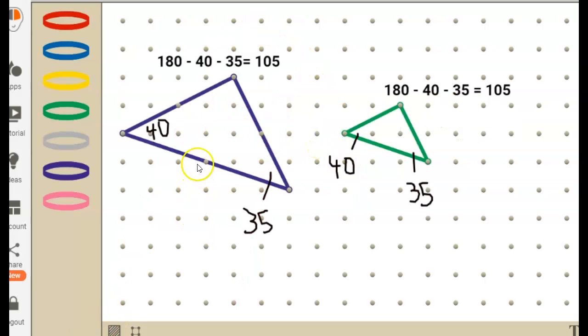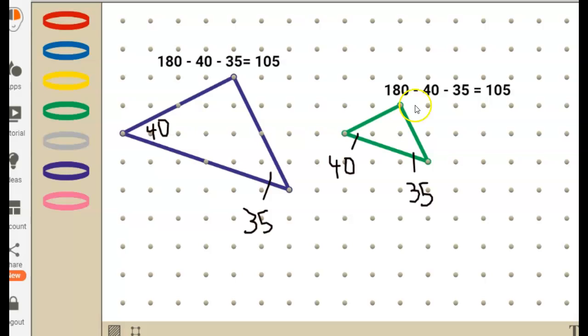Next. All right, this time we have two triangles. We'll see if they're similar. And we have 40 and 35, 40 and 35. Two of them are matching up. They're the exact same. So if we did 180 minus 40 minus 35, it equals 105. And the same thing. So that means there's only one angle left. That means they're 105. So when they have all the same angles for a triangle, that means they are similar.